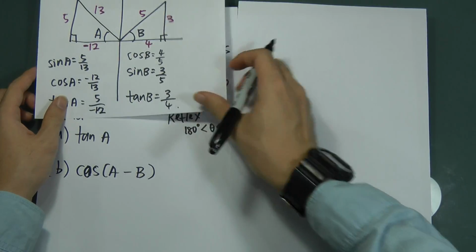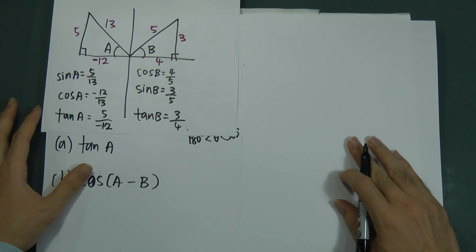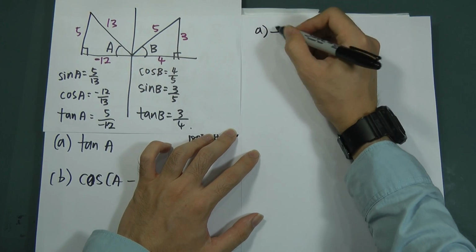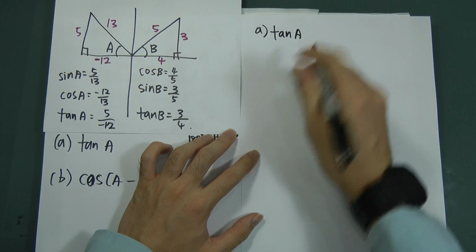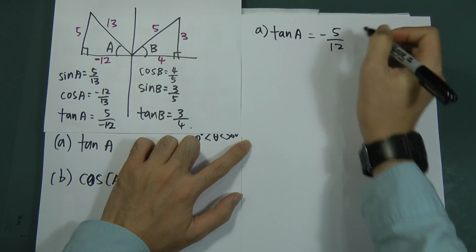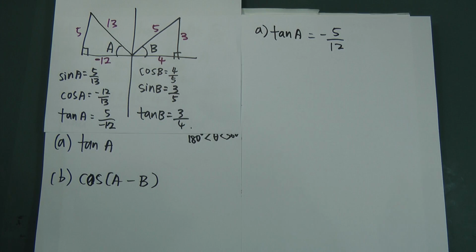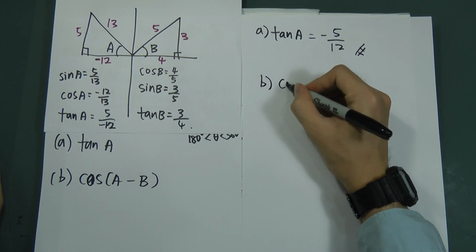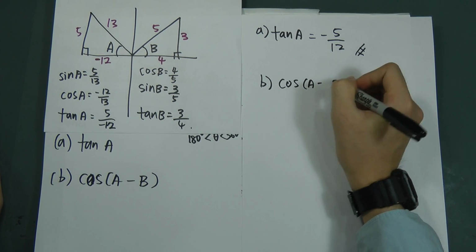So I'm going to put this one over here. The first thing he asked us to find is tangent A. Tangent A I already found is negative 5 over 12. It's over here, so I'm done with A. Now for B, what is cos(A minus B)?